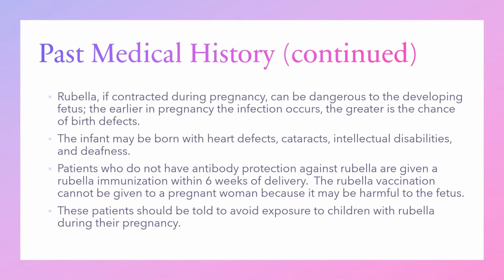Rubella, if contracted during pregnancy, can be dangerous to the developing baby. The earlier in pregnancy the infection occurs, the greater is the chance of birth defects. The infant may be born with heart defects, cataracts, intellectual disabilities, and deafness. Patients who do not have antibody protection against rubella are given a rubella immunization within 6 weeks of delivery. This vaccination cannot be given to a pregnant woman because it may be harmful to the fetus. These patients should be told to avoid exposure to children with rubella during their pregnancy. Obviously, that's hard sometimes because you don't know what different diseases that people may have.